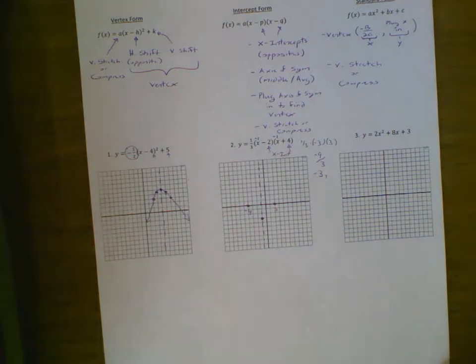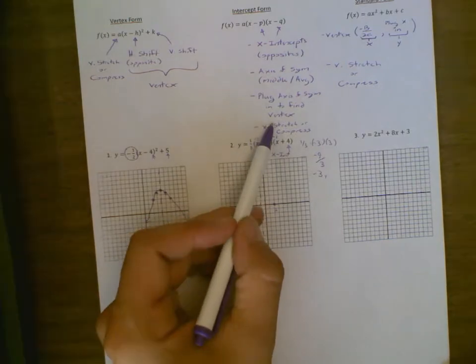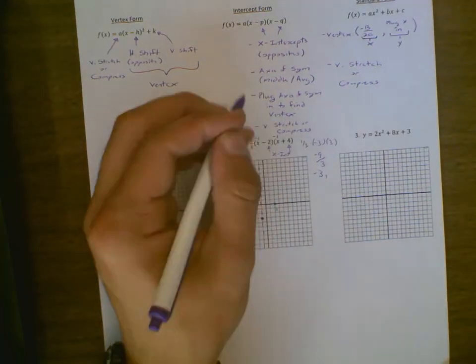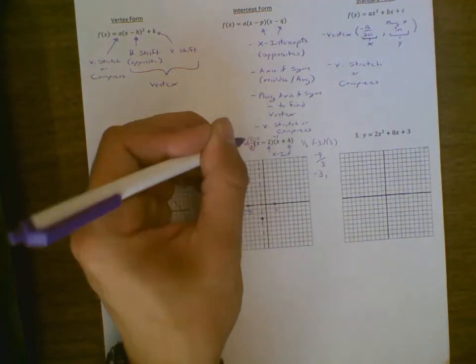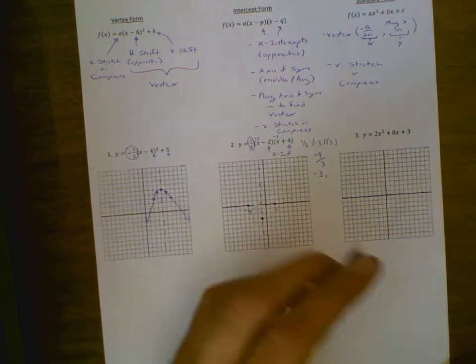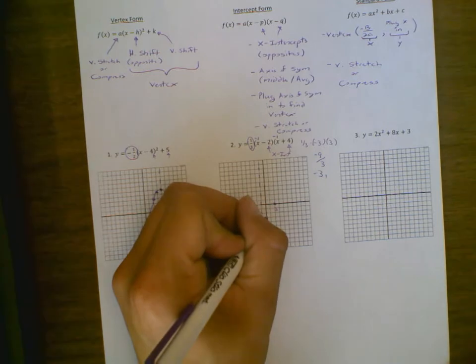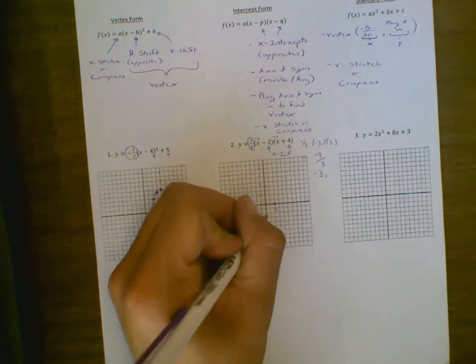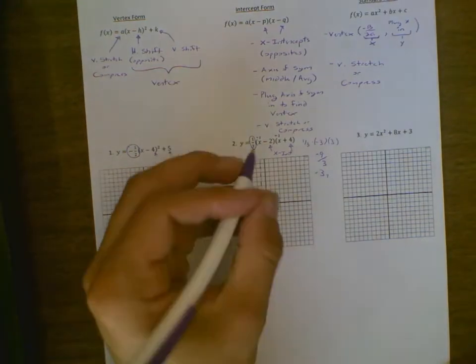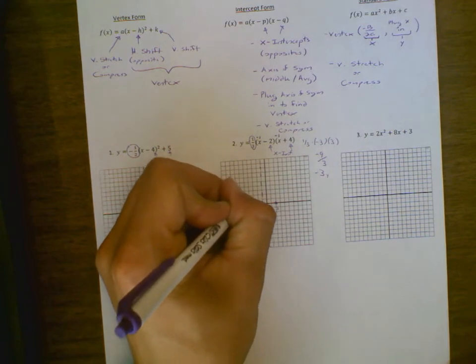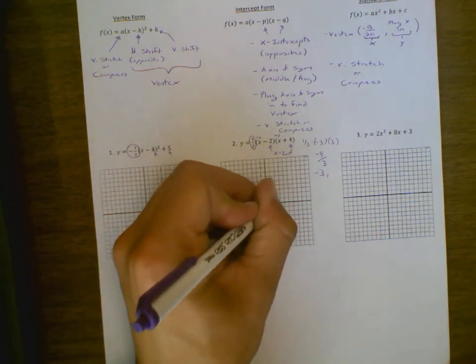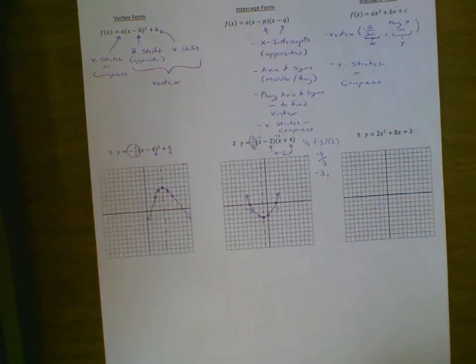Okay. And then lastly, because I need 5 points, I always end with my vertical stretch or compress. So the A value does the same thing in every form. So it's 1/3. So when I go over 1, I'm going to go up a third, over 1, up a third. Okay, that gives me the 5 points, and I can draw the parabola through those 5 points.